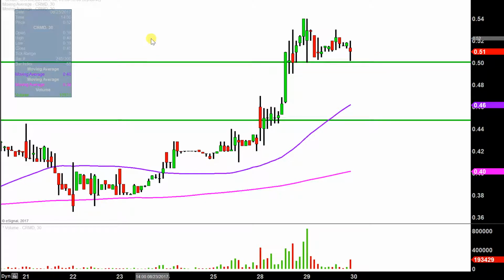So going forward, what do I mean by ideal? If we just say, Clay, what would make this chart look the absolute strongest? If the price can stay up above 50 cents, that would make things look very powerful. And so far, so good.